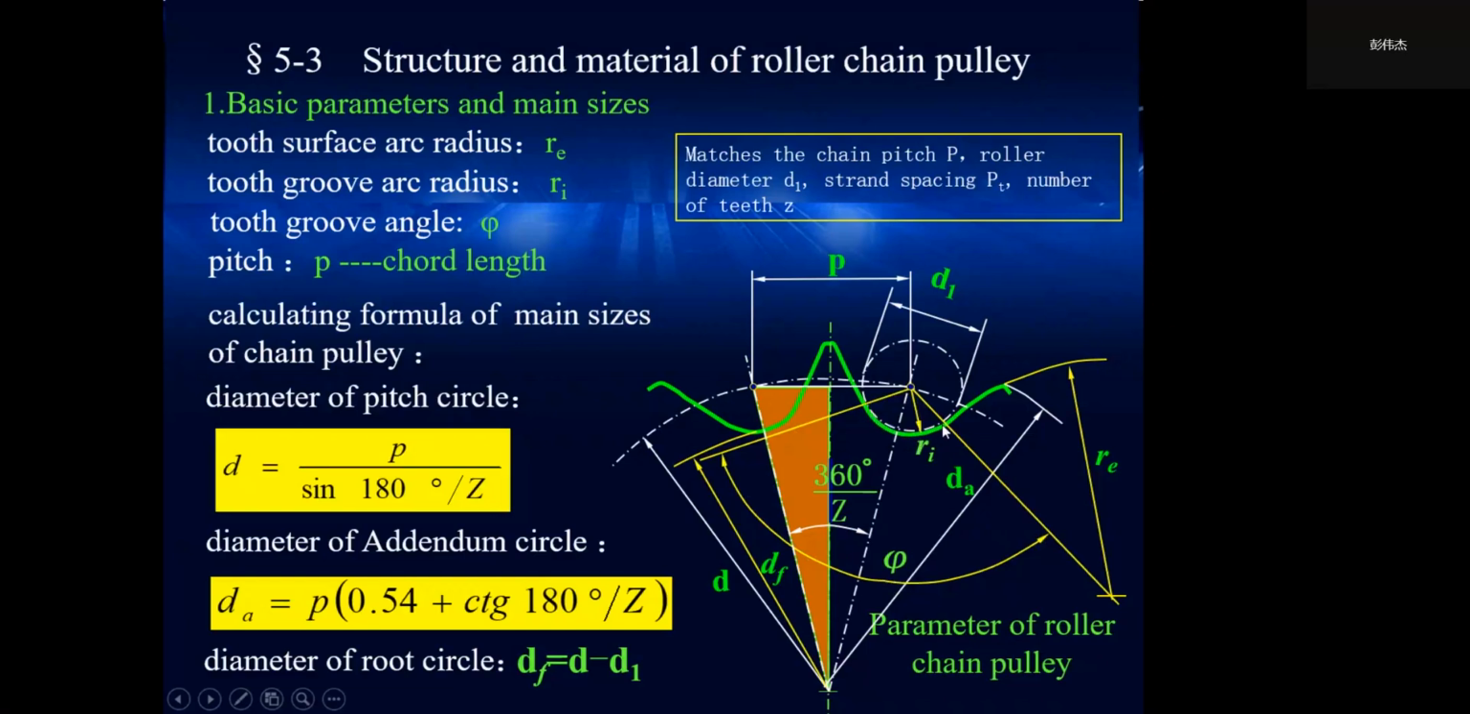Oh, where this small circle touched, we need to draw the line here, right? I said this small circle diameter is d1, right? So when we draw this circle, this circle will touch the line. So we need to draw the line to get this tooth groove angle phi. Yeah, draw the line, and then you find the tooth groove angle.